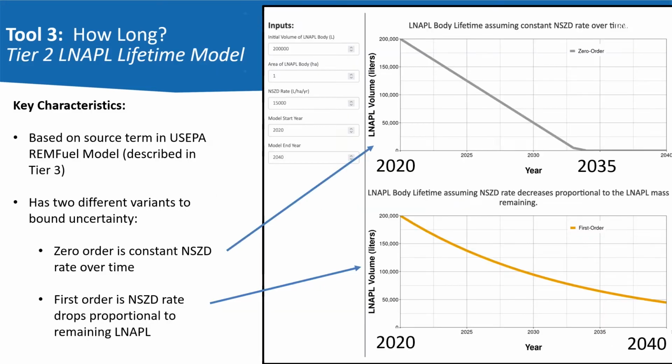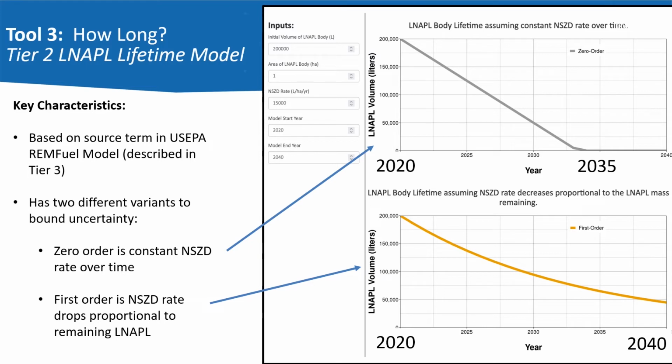Okay, let's go to Tier 2, lifetime model for LNAPL. And here we have a simple mass balance, sometimes called a box model, where you put in how much LNAPL I think I have in liters, and then what the area of that is, and then this natural source zone depletion rate, that biodegradation rate that we now know is going on in the subsurface. And then there's sort of two different models to bound what that lifetime might be.